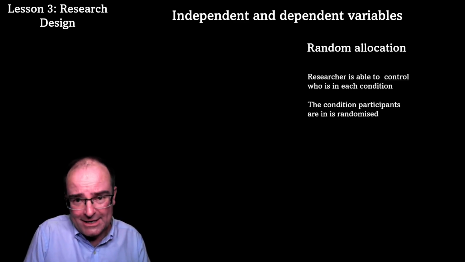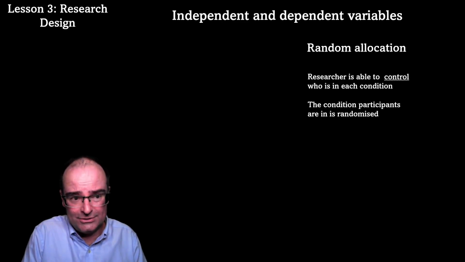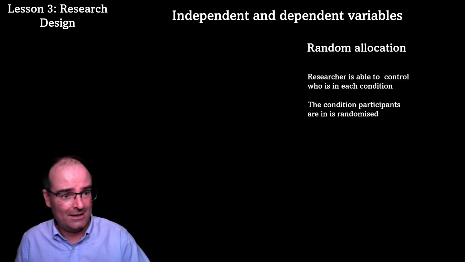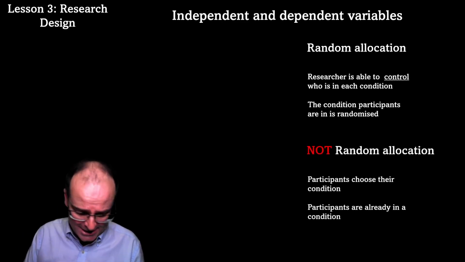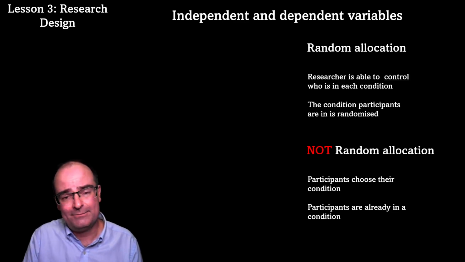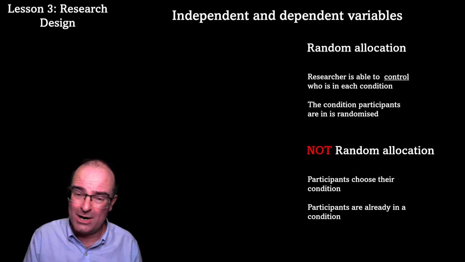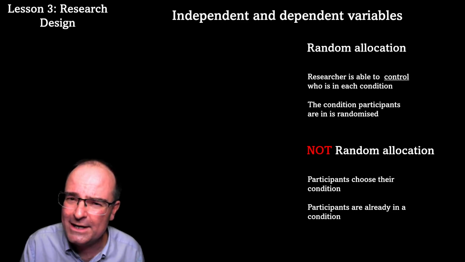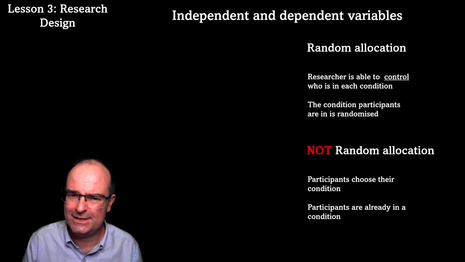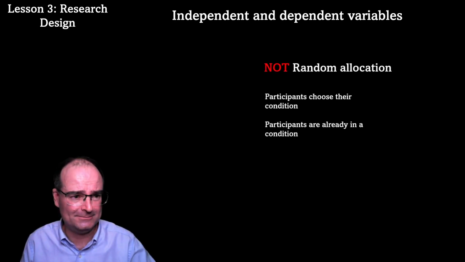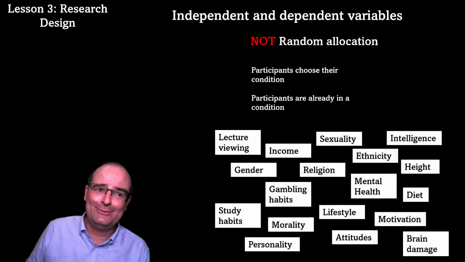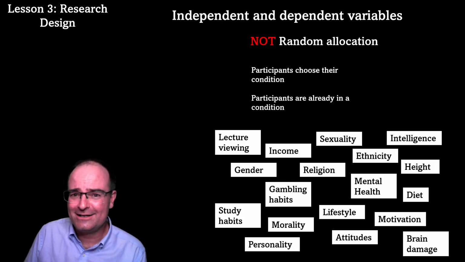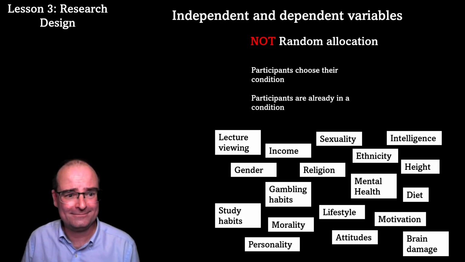So for random allocation to occur, the researcher is able to control who's in each condition, and the condition participants are in is randomized. It's not random allocation, and I've mentioned this already, if participants choose their condition, or if participants arrive at a study already in a condition, which sounds odd, but I'll explain that in a moment. Who's already in a condition? Well, we can't randomly allocate all these things that just popped up.